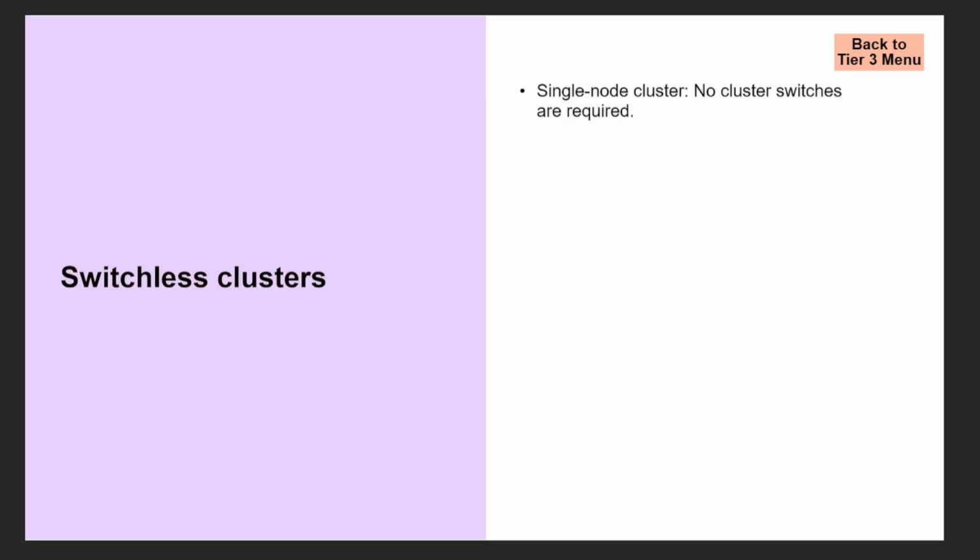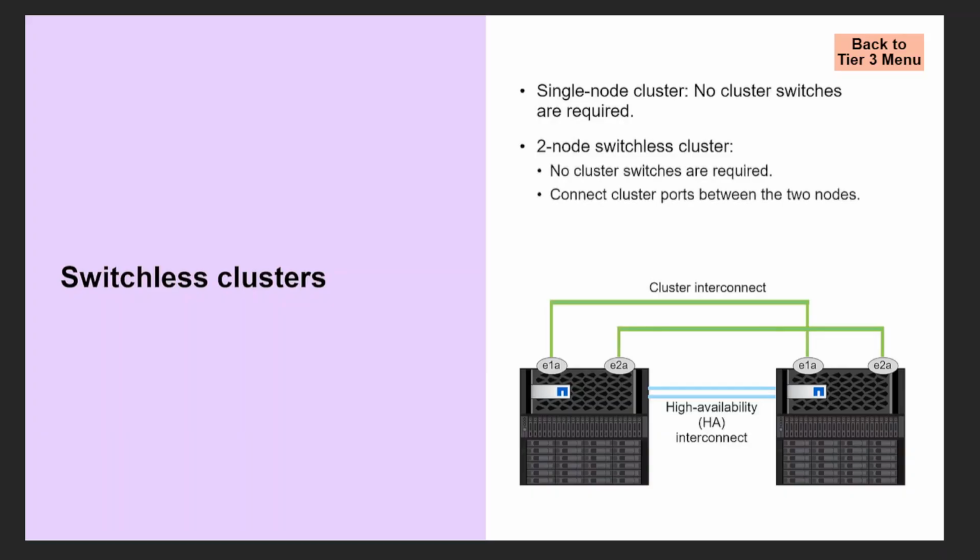Cluster switches are not installed in two cluster options. In a single-node cluster, configure the node as a cluster. You should not need to configure any switch ports. A two-node switchless cluster requires you to directly connect the cluster ports between the two nodes. You should not need to configure any switch ports.